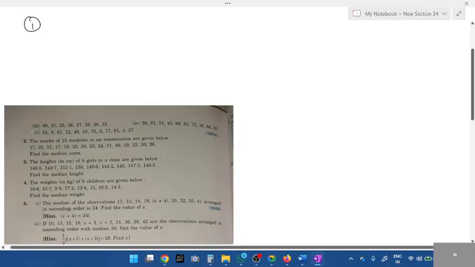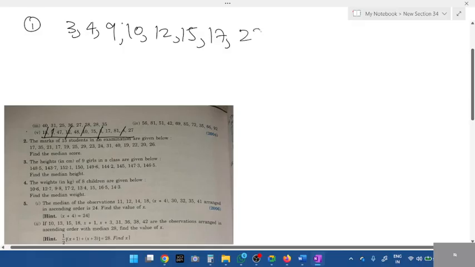Look at the fifth question, students. What's the first step we do? You have to arrange it in ascending order. What are the numbers here? First is 3, next 4, 9, 12, 15, then 17, 17, 17, 27, next 47, 81. First step, student. Second step, count the number of terms.